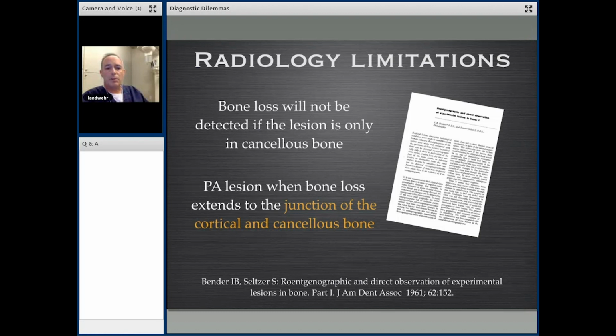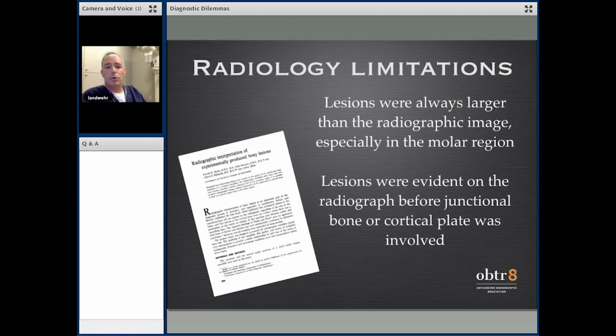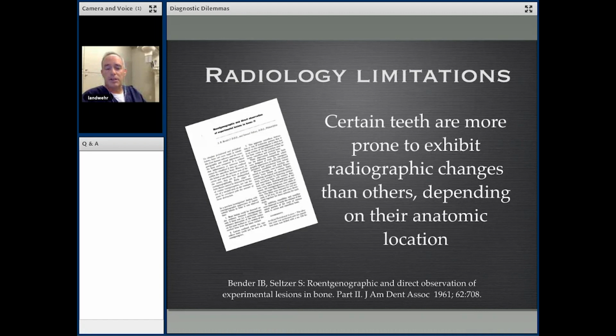So from another perspective, as we look at the limitations of radiology, bone loss is only going to be detected, according to Bender and Seltzer, if the lesion is big enough to hit the cancellous bone. And that lesion needs to be big enough to get to the junction of the cortical and cancellous bone. It needs to impact the cortical plate. And when we look at Ramadan's work from 1974, lesions were always larger in the clinical finding than they were radiographically. And lesions were evident before the junction of the cortical plate. So this is in direct contrast to the previous article that I just showed.